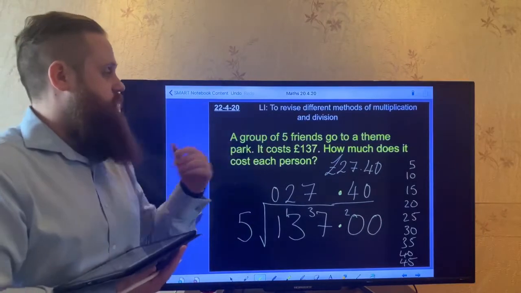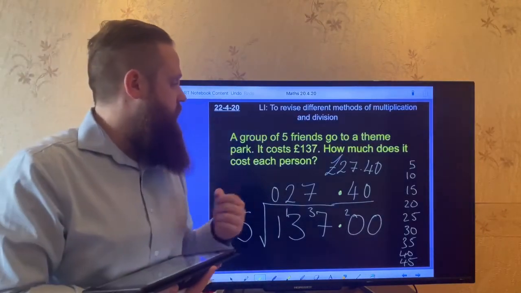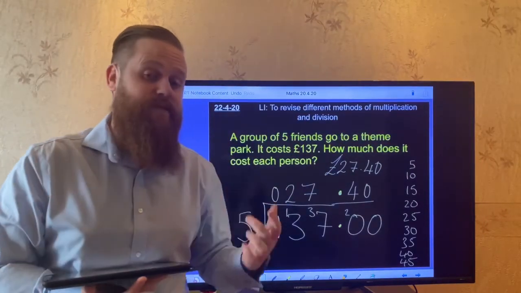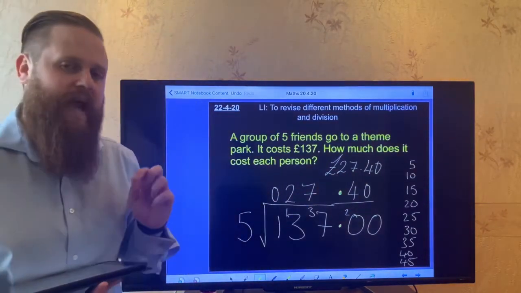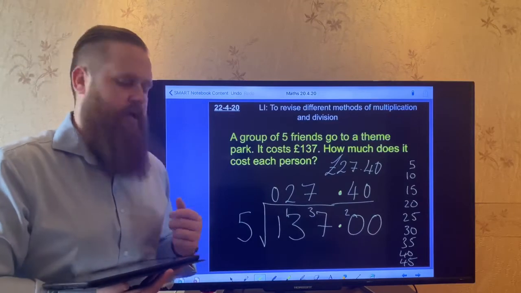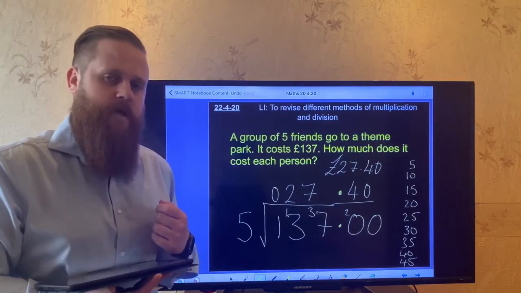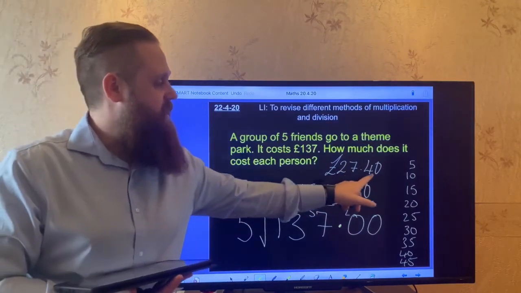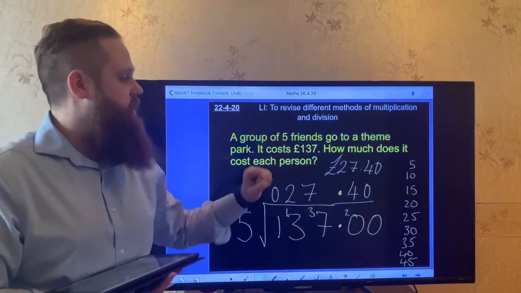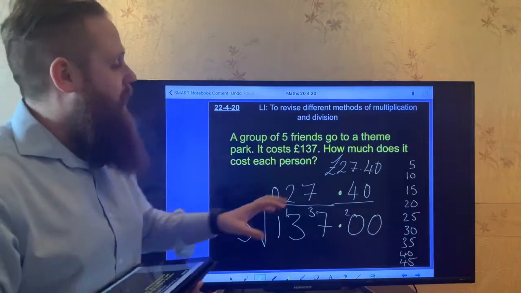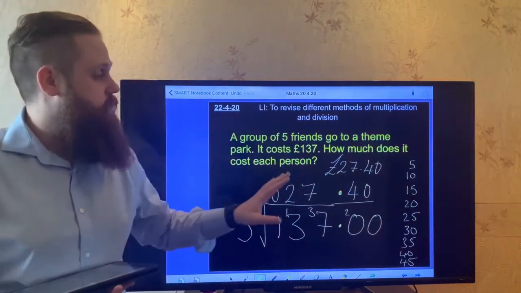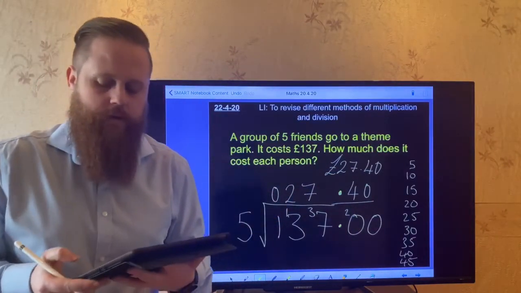So, how much does it cost each person to go to the theme park? If they spend £137 and there's 5 of them, it is £27.40. Now have a think, how could you check this? How would you check that? Of course, you would check it by taking this number and multiplying it by 5 and hoping that it gives you £137. Now I have done this and I know it's correct, so we are good to move on.